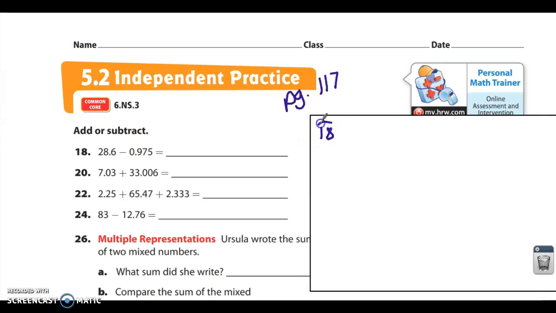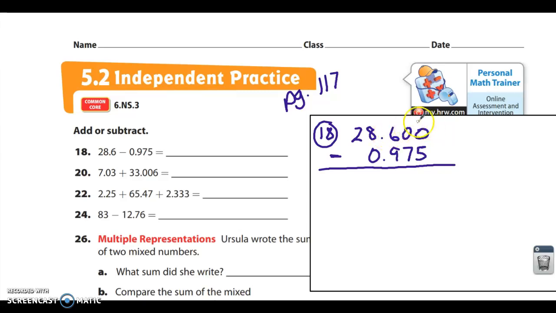Number 18, 28 and 6/10 minus, pay attention to the signs, 0 and 975 thousandths. Now I have shown you this before, but I want to point out to you again that you are not to just bring the 75 down. Instead, you have to annex zeros and then regroup and borrow. So borrowing with zeros is kind of tricky. The first one is a 10, the second one is a 9, and then the whole number reduces by 1, making it 5. We're going to need to borrow for that later too.